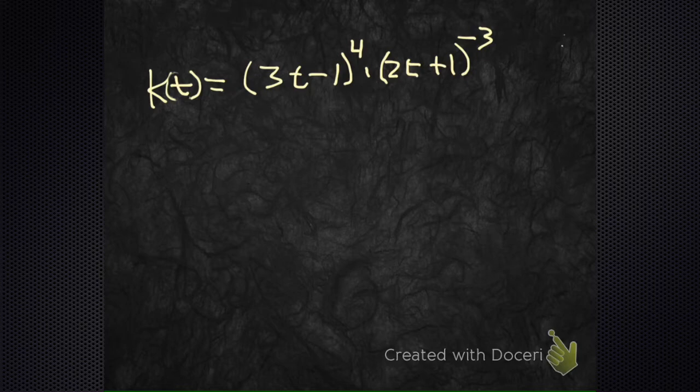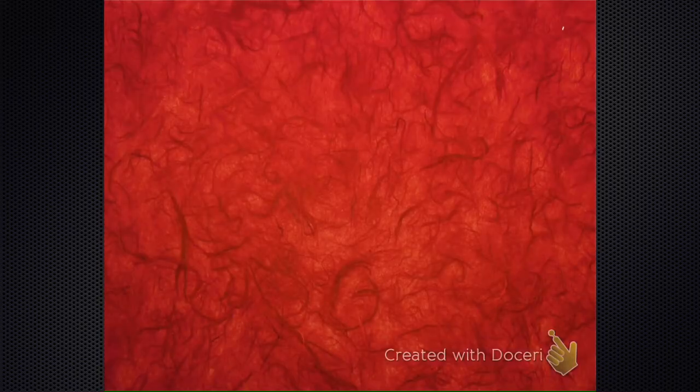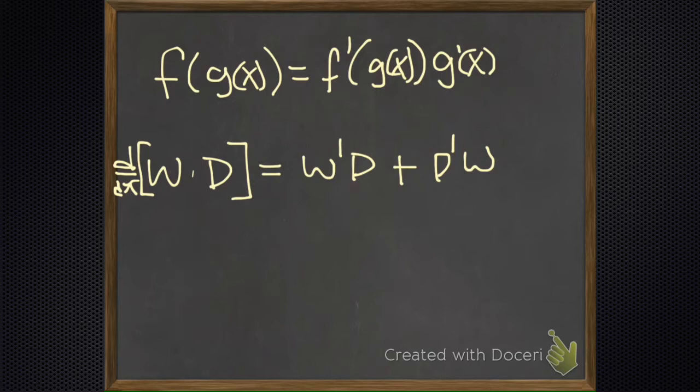Okay, yeah. Here we have a product. Oh, boy. I've got this guy, and I've got this guy. So we're going to need to use the product rule and the chain rule. I know! What are those? That's these guys.